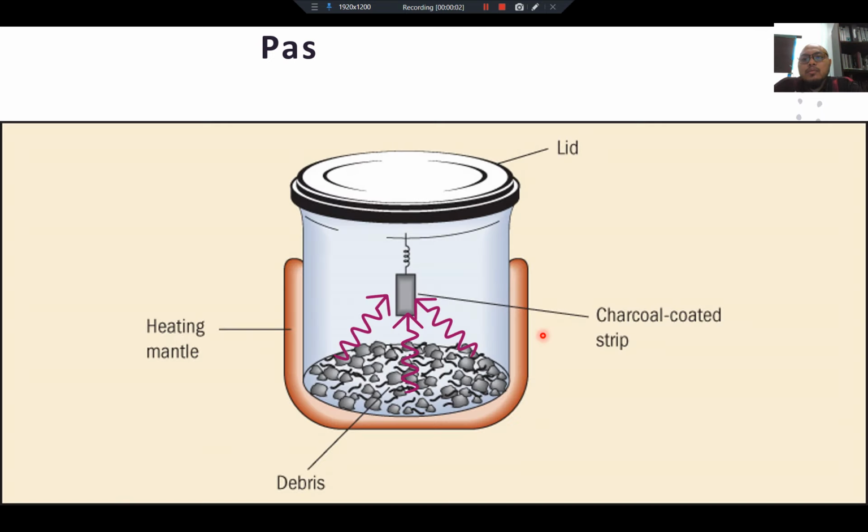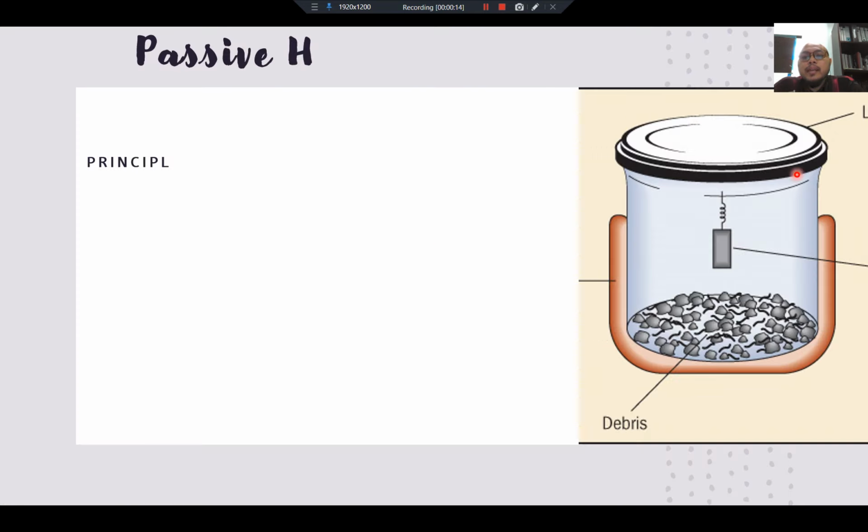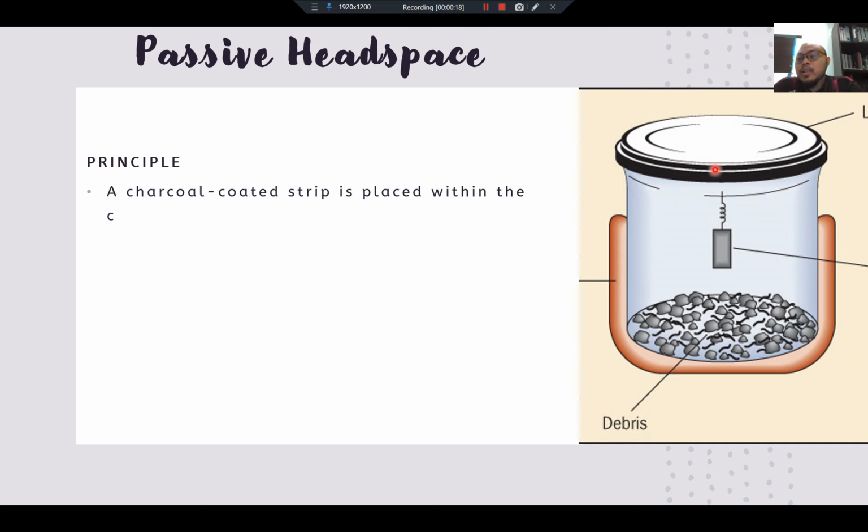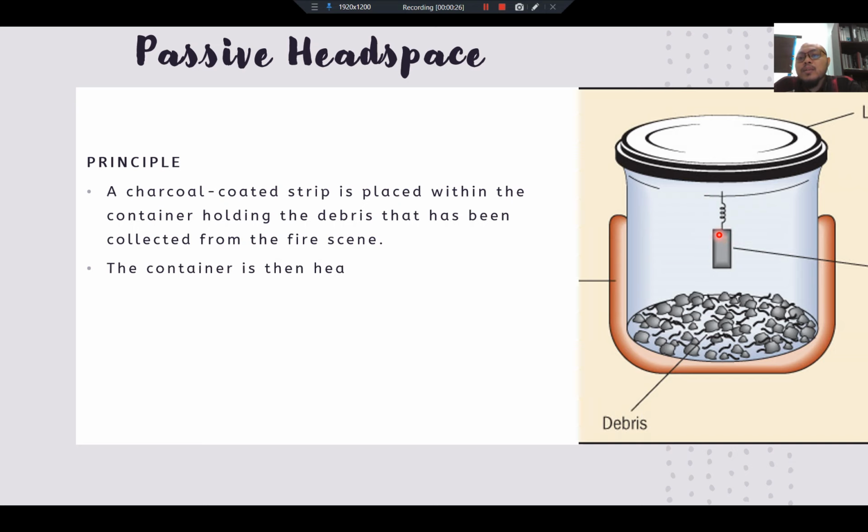Alright, so let's go for the passive headspace first. The passive headspace is among the first being developed for analysis of accelerant. What they did is they need to have a closed container. The container must be closed because you don't want your analyte to be lost into the surrounding. And then you need to put a charcoal strip. The function of the charcoal strip is to absorb the analytes.